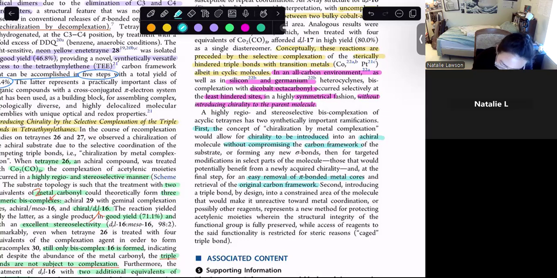Second, introducing a triple bond into a constrained area of a molecule would make it unreactive toward metal coordination. New method for protecting acyclic moieties. Structural integrity of the functional group is preserved, while access of reagents to said functionality is restricted for steric reasons.